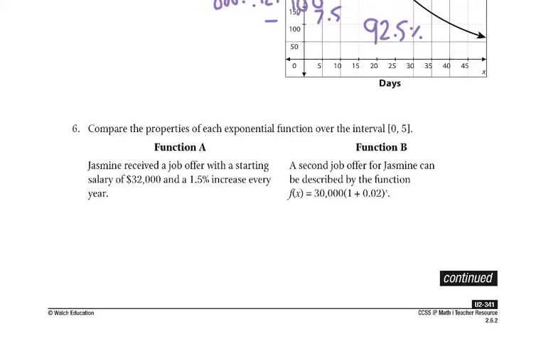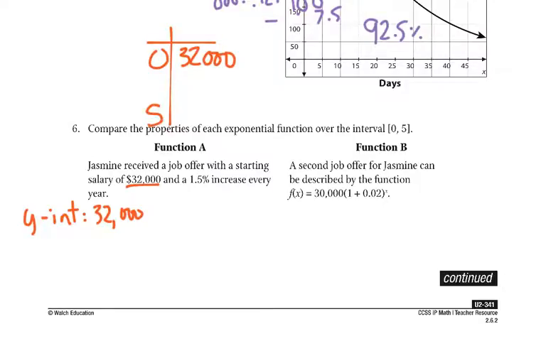Okay, number 6. Compare the properties over the interval 0 to 5. Jasmine received a job offer with a starting salary of 32,000. There's our y-intercept. That's also the number if we made a table for 0. And a 1.5% increase every year. So every year she makes her 32,000, which is 100%, plus the 1.5%, so 101.5%. So we multiply by 1.015. So 32,000 times 1.015.